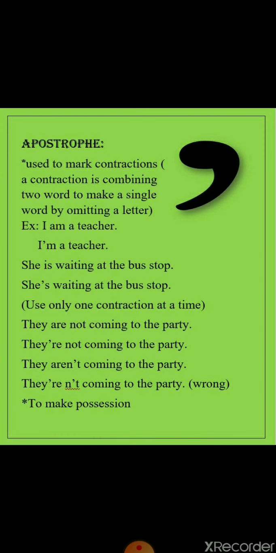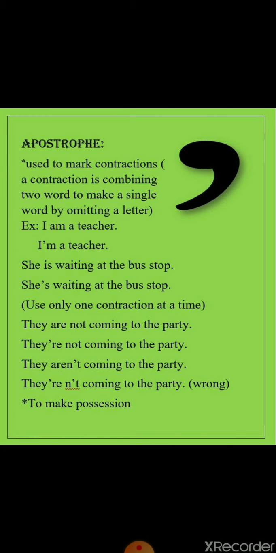Now, when you use contraction in a sentence, you can use it only once. For example, see the sentence, they are not coming to the party. Okay, you can either make they and are together as they're and not together as aren't. Okay, you can either use this or that, but you cannot use both together. They are not coming to the party. This is also correct. They aren't coming to the party. This is also correct, but you cannot use both together like they aren't coming to the party. That is not correct. Okay, darlings.